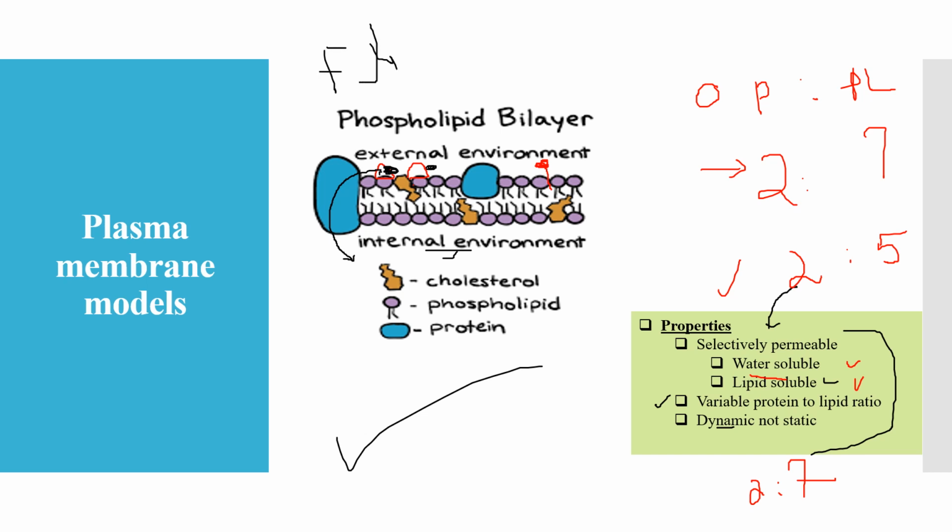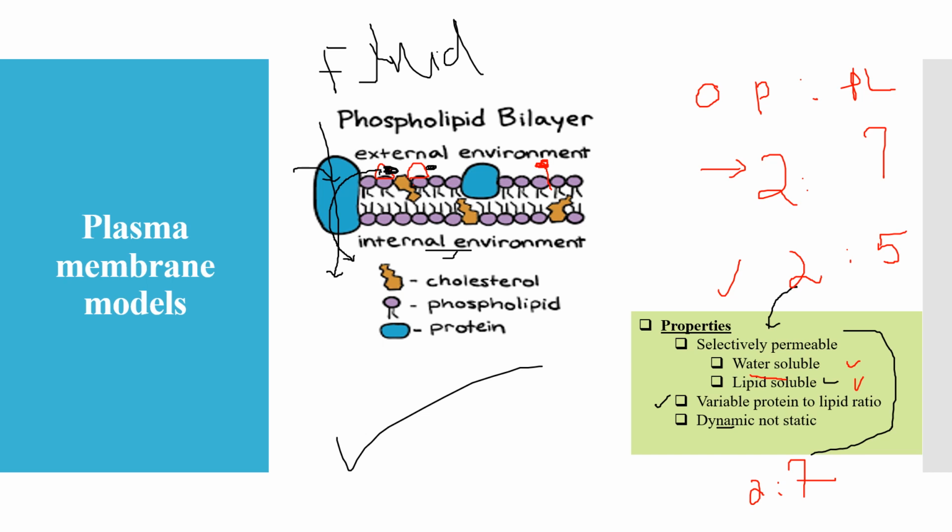The first two models, the unit membrane model and the sandwich model, were rejected because they did not explain these 3 points in detail, though they explained some points. But the fluid mosaic model explained these 3 points in detail: lipid soluble substances can pass, and the pathway for water soluble substances is through intrinsic proteins, which are also called channels.